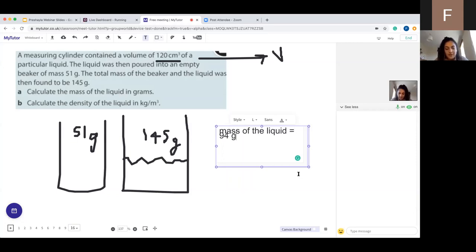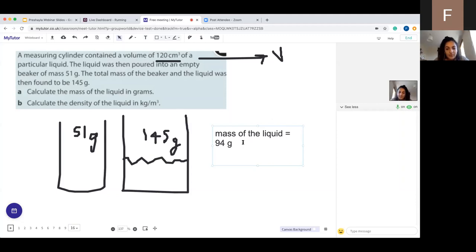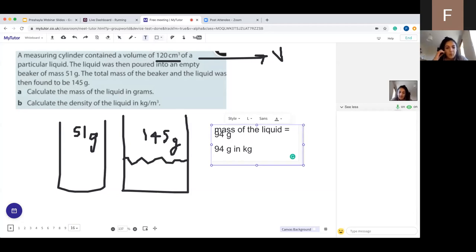Okay, so the mass of the liquid in grams is 94 grams, but now we want to find the density. Well, we've been given the volume and we've been given the mass, but our volume is in centimeters cubed and our mass is in grams. So we need to convert into our proper units. So 94 grams in kilograms is what? Put your answers in the chat if you know. What do we need to do to the 94 to get it into kilograms?